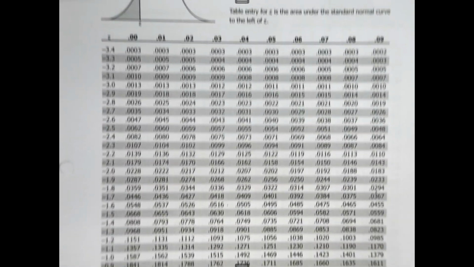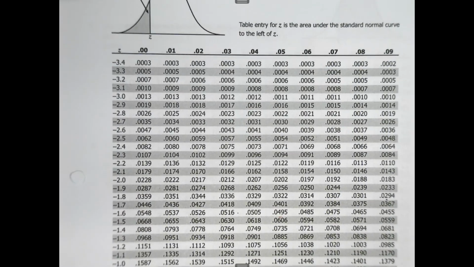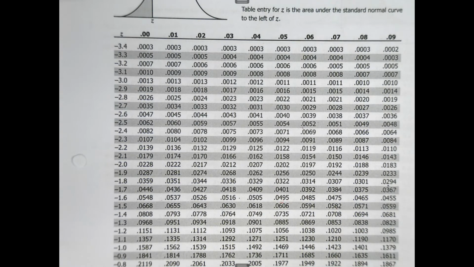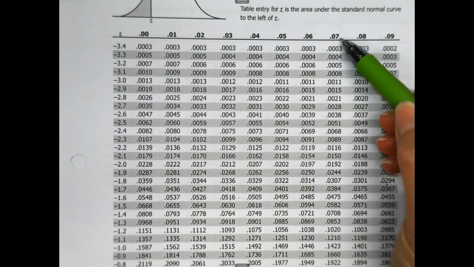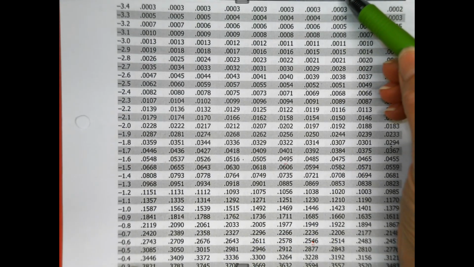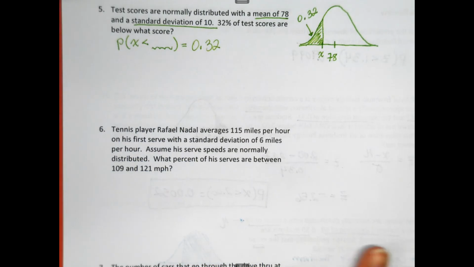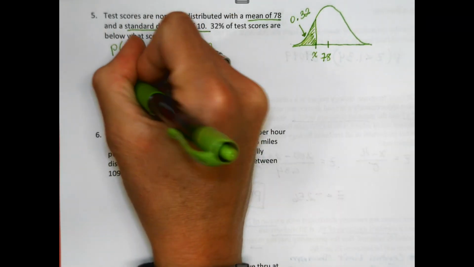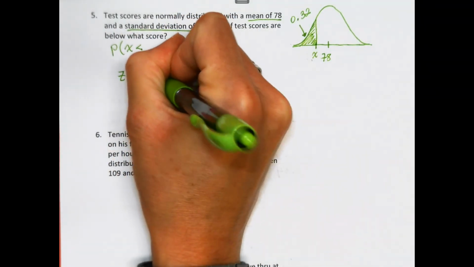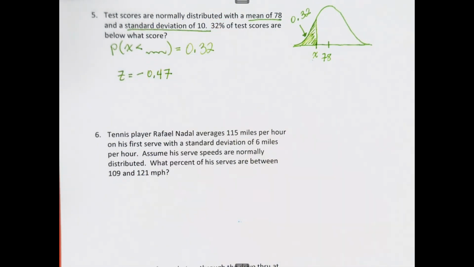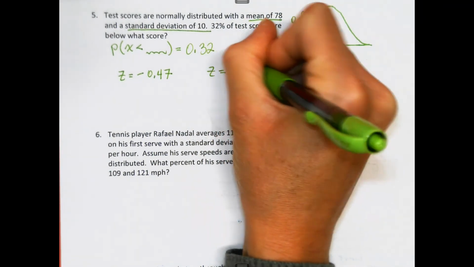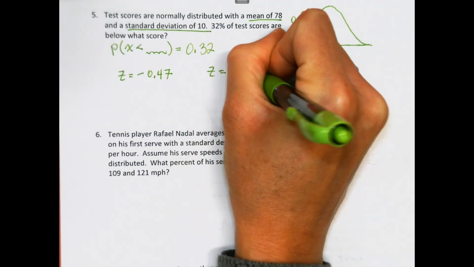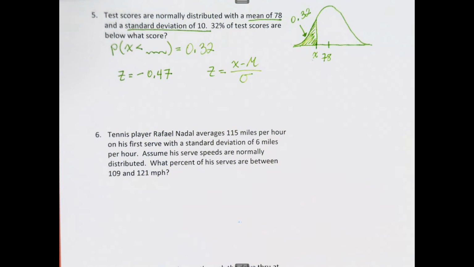And then we look up to the very top for that column, we see 7. Therefore, this z value is going to be negative 0.47. Our z is negative 0.47. And we can use our z-score formula to solve for our missing x value.